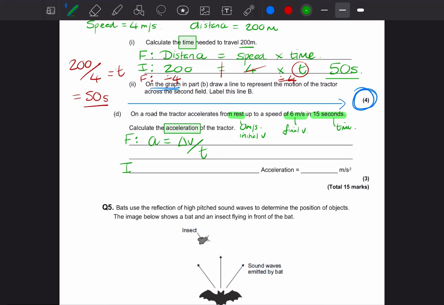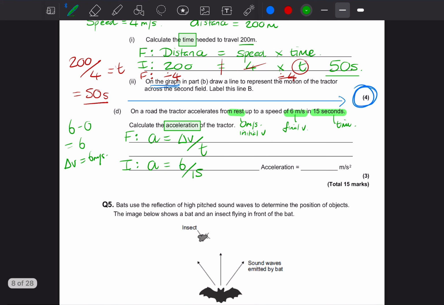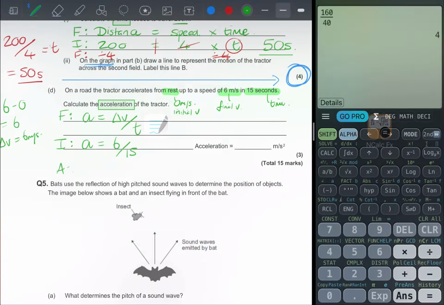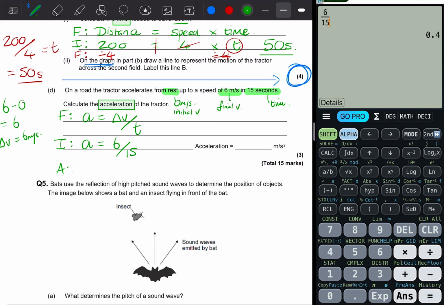We will input that data. So we're trying to find acceleration. Our change in velocity is going from 0 to 6, so that is a change of 6. You can show that 6 minus 0 equals 6, so our change in v is equal to 6 meters per second, divided by the time taken, which was 15 seconds. We don't need to rearrange, acceleration is our subject already, so we just get our answer. 6 divided by 15. 6 over 15 gives us 0.4.